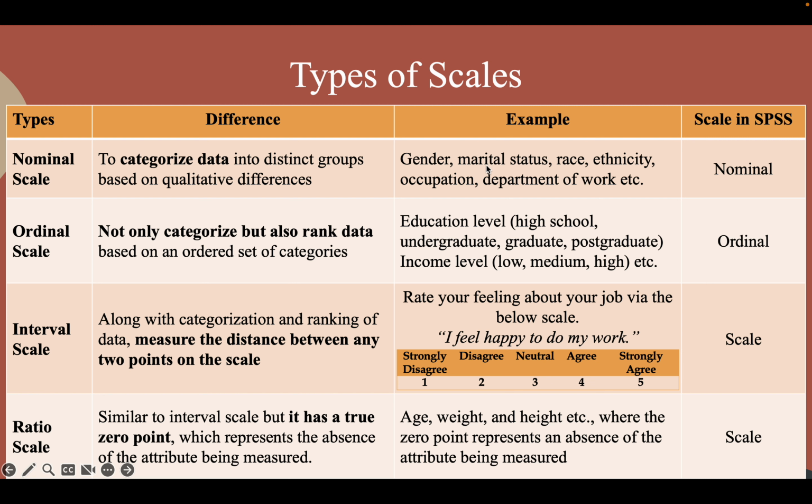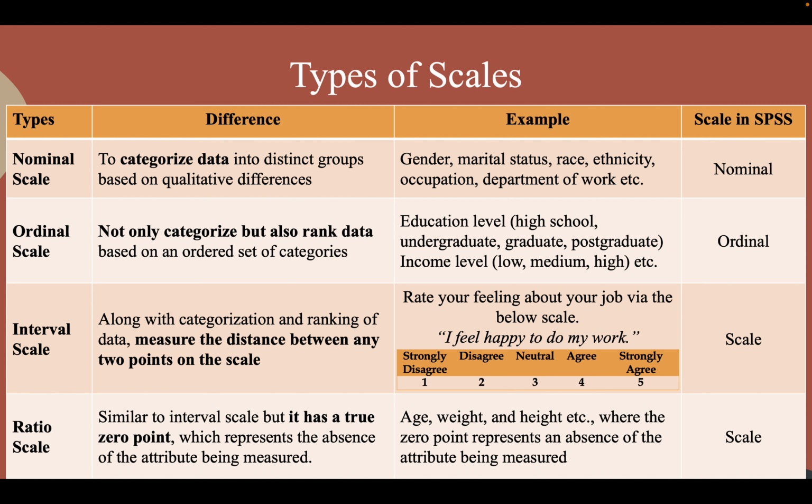Similarly, using marital status as a qualitative difference, the responses of the respondents or even the respondents themselves can be divided into at least three categories. Those respondents who are married, suppose they are in group 1, and those who are not married fall in group 2, and those who are separated fall in group number 3. Similarly, for other qualitative differences, data can be divided into multiple groups.